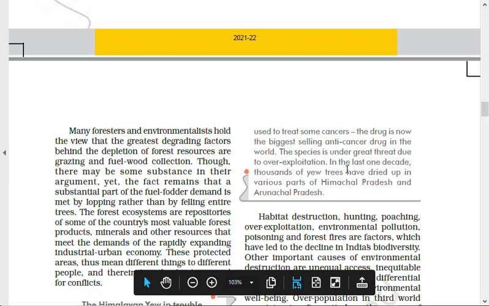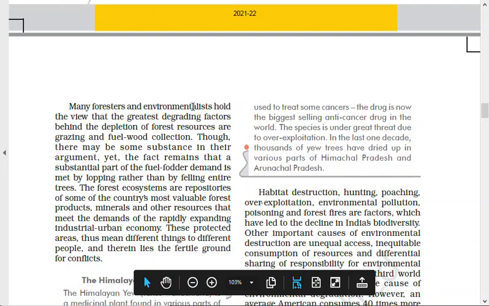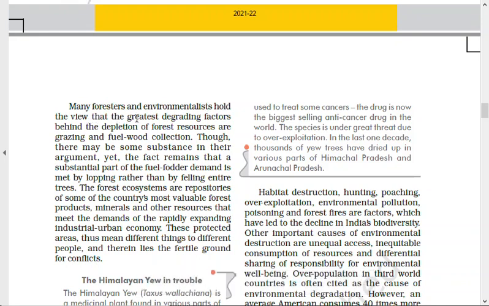Well, the next page says that many foresters and environmentalists hold the view that the greatest degrading factors behind the depletion of forest resources are grazing and fuelwood collection. So because of that, the forest needs to be cleared for grazing land, and for fuelwood collection they also cut the trees. So this is also one of the reasons.